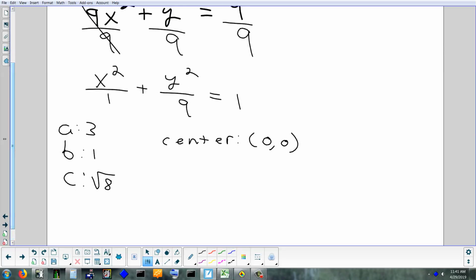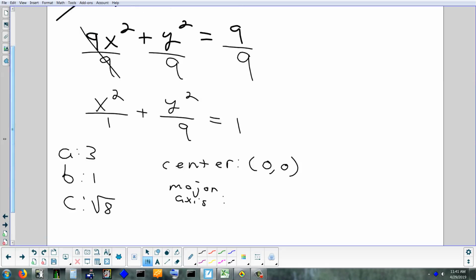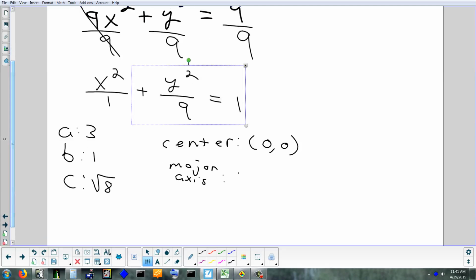What's the next thing I should do? Major axis. The direction of the major axis. This is going to tell you which way everything is going: left and right, or up and down. Which way is everything going here? Up and down. The bigger number is under y, so think of how the y-axis goes. Up and down. So vertical.